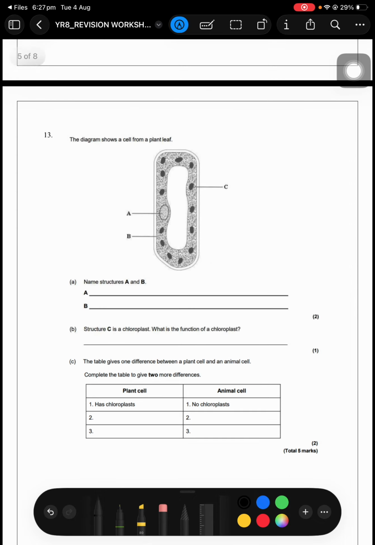The diagram shows a cell from a plant leaf. Name structures A and B. So A is obviously the nucleus because it is circular. B is the cell wall. Not the cell wall, cell membrane. Structure C is the chloroplast. What is the function of a chloroplast? Chloroplast is the main site where photosynthesis takes place, so we can write photosynthesis.